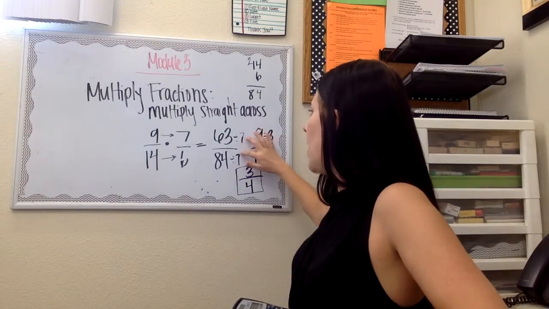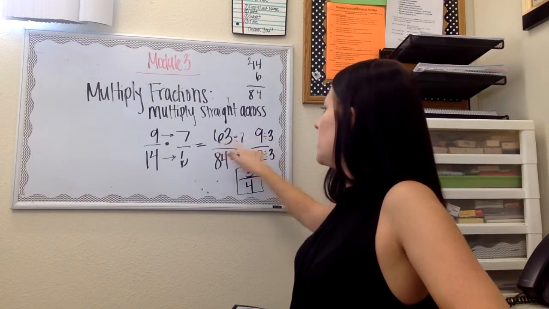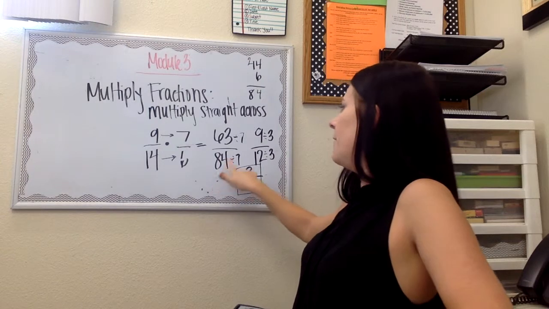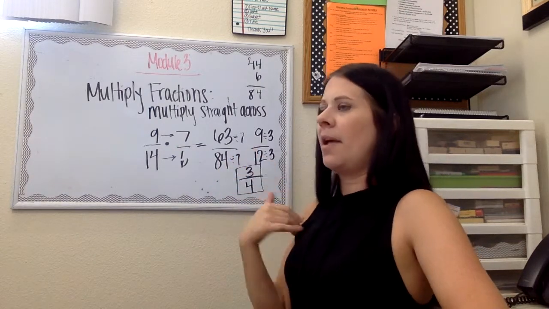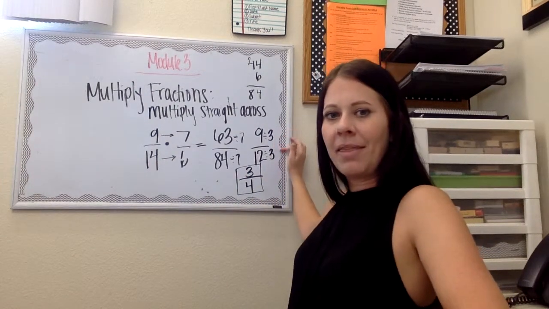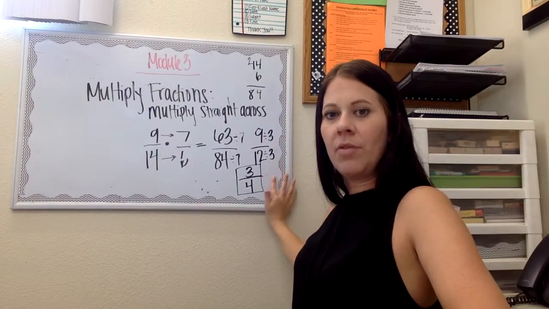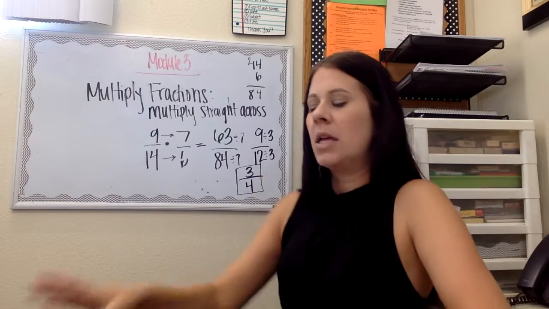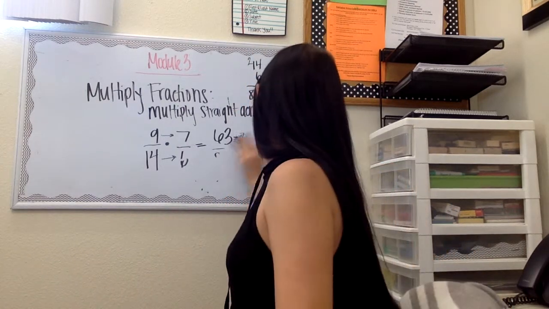Okay? So I found 7. So 63 divided by 7 was 9. 84 divided by 7 was 12. And then I went, oh, it's not enough. I see a 3 still. So I divided them both by 3, and I ended up with 3/4. Okay? So let's do one more.